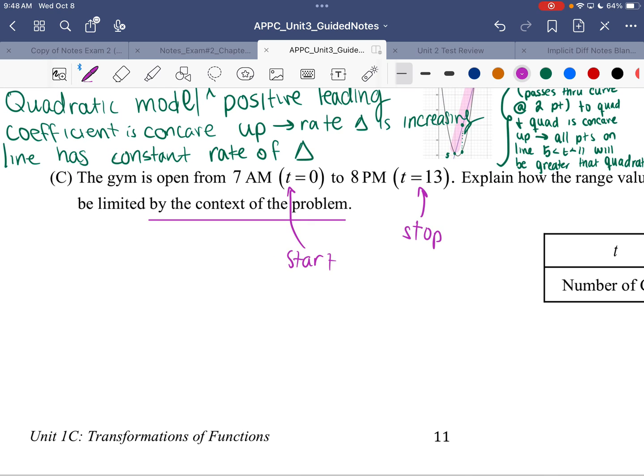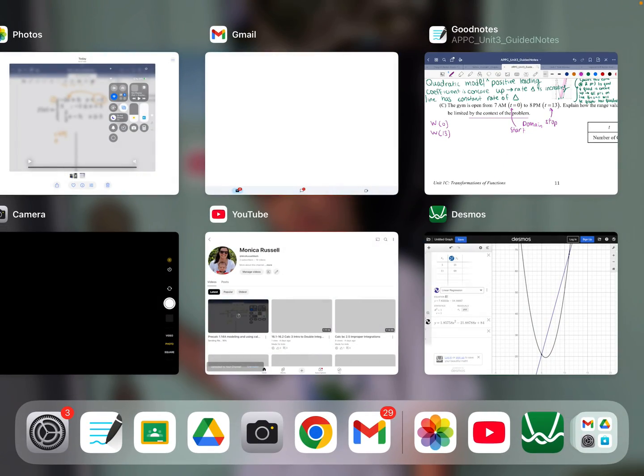The range. This is the domain. What is our range talking about? The y values, right? So we need to figure out what w at 0 is equal to and w at 13. And I think we still have that equation in Desmos, right? So let's plug it in.